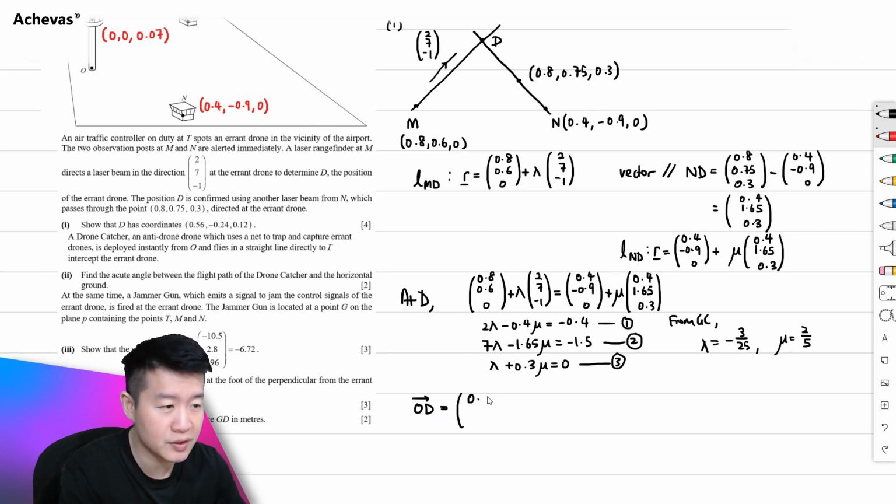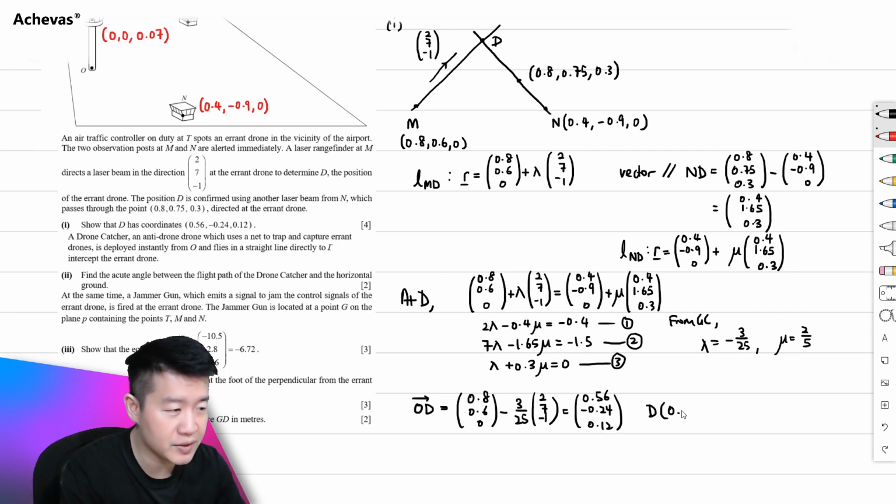So OD should be (0.8, 0.6, 0) plus lambda, which is -3/25, of (2, 7, -1). And if you just press your calculator for the numbers, this should be (0.56, -0.24, 0.12). So the coordinates of D will be (0.56, -0.24, 0.12).